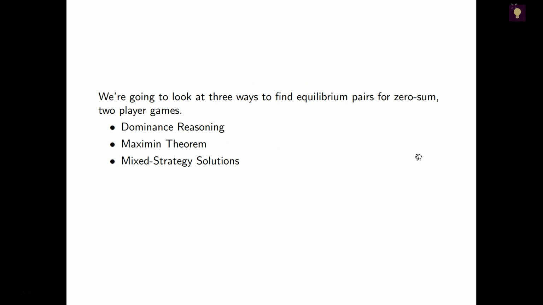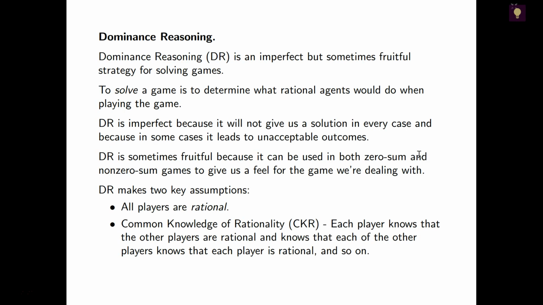So we're going to look at 3 methods to find equilibrium pairs for zero-sum, two-player games. So these methods help us to find Nash equilibrium pairs only for zero-sum two-player games. We're not going to be able to use them for other games, but for zero-sum two-player games, they allow us to find Nash equilibrium pairs. The first is dominance reasoning, or what we'll call DR.